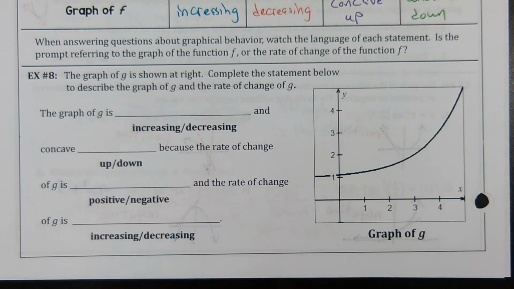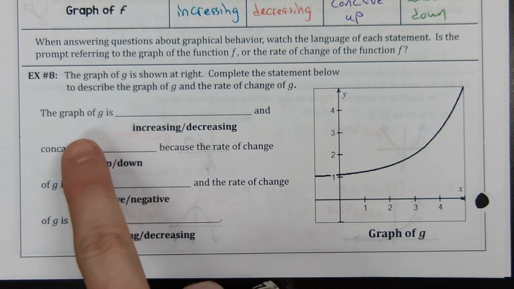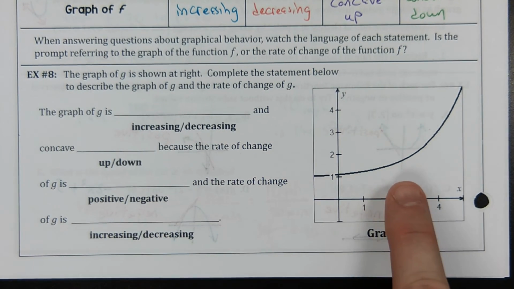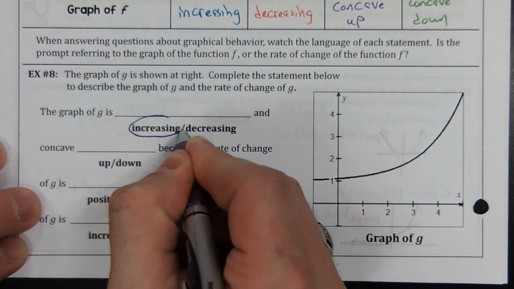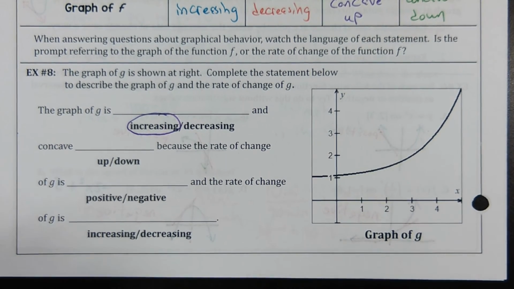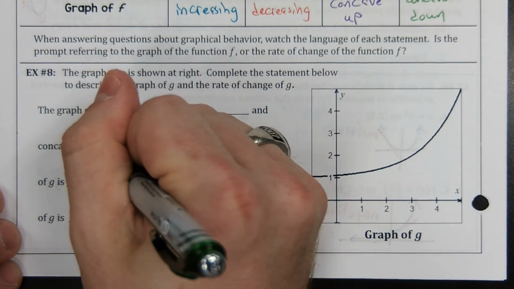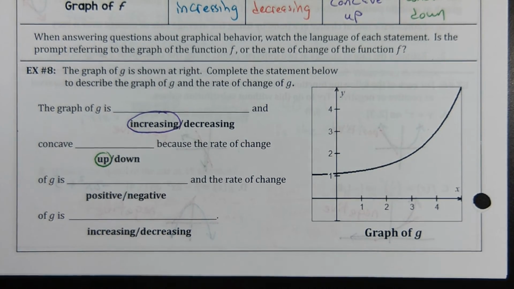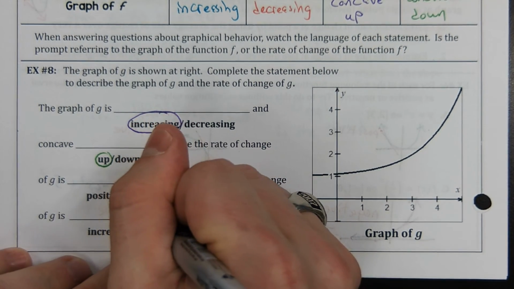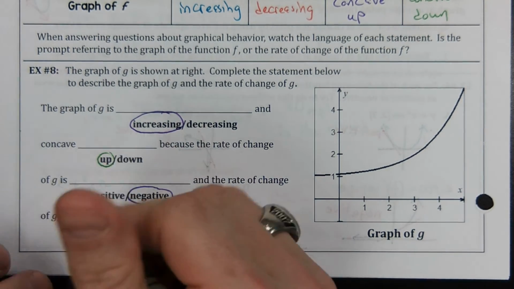The graph of G is shown at the right. Complete the statement below to describe the graph of G and the rate of change of G. The graph of G, is this increasing or decreasing? Increasing. I'm just going to circle because it's faster. What about its concavity? It is concave up. I agree. The reason why is because the rate of change of G is positive, which is what makes it increasing. And what makes it concave up is because the rate of change is increasing. All right?